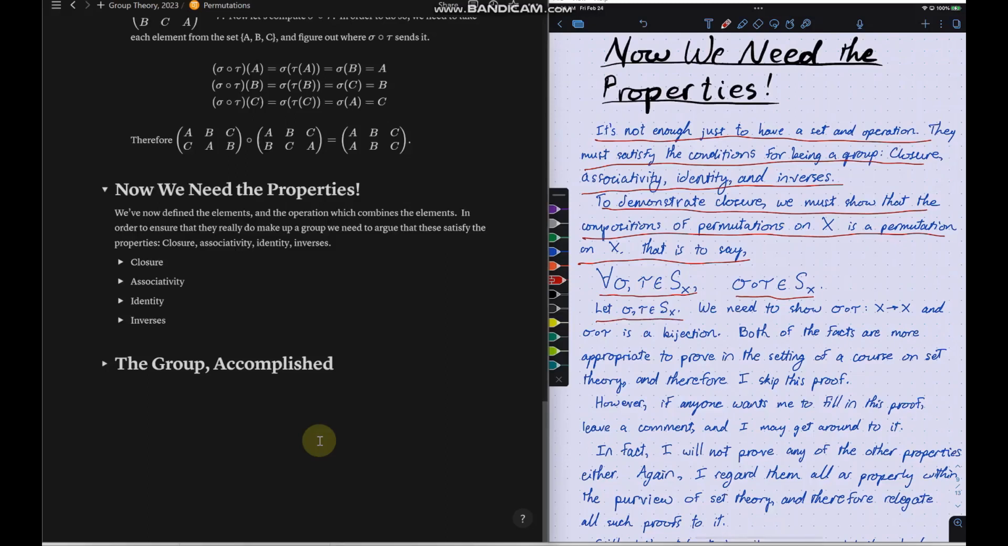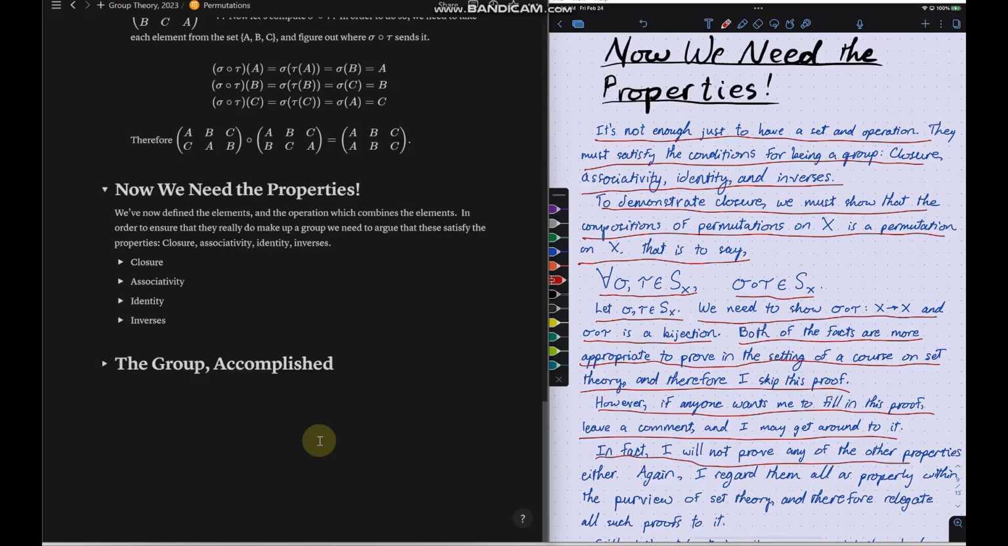Let sigma and tau be any two permutations on X. We first need to show that their composition goes from X to X, and then that the composition is a bijection. Both of these facts are more appropriate to prove in the setting of a course on set theory, and therefore I skipped this proof. However, if anybody wants me to fill in this proof, leave a comment and I may get around to it.